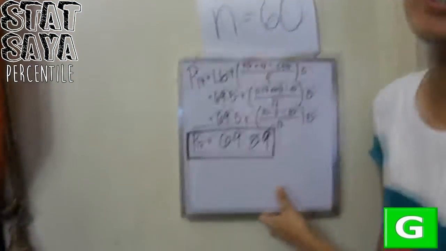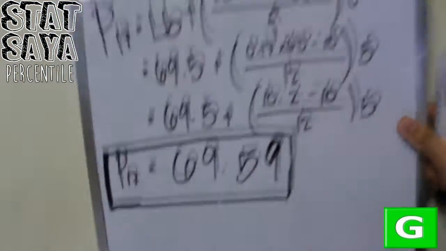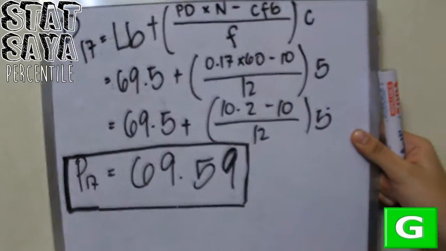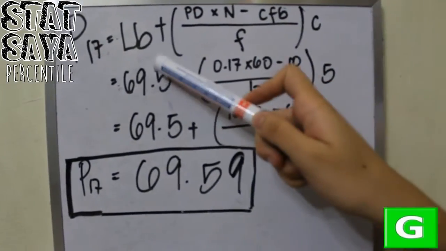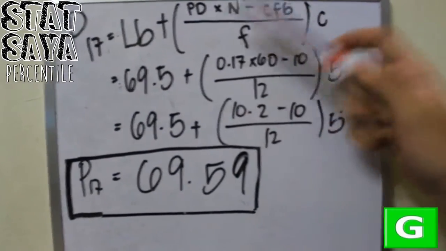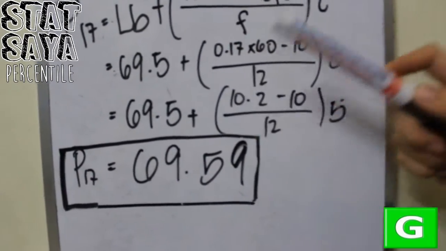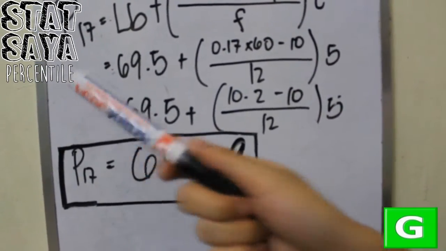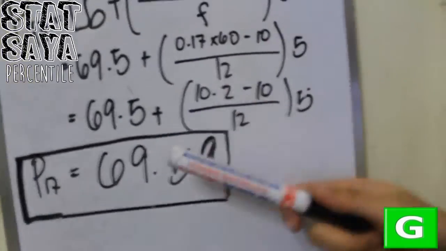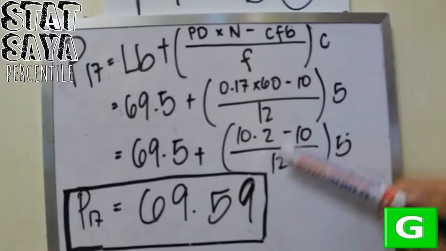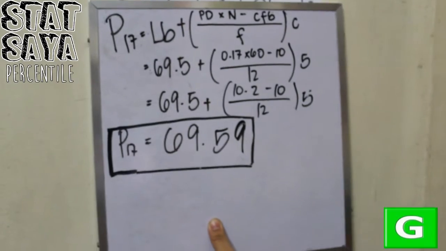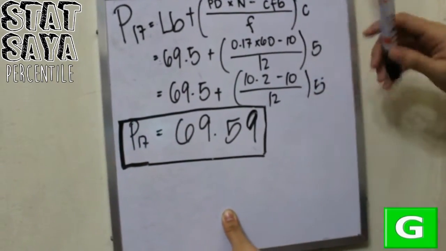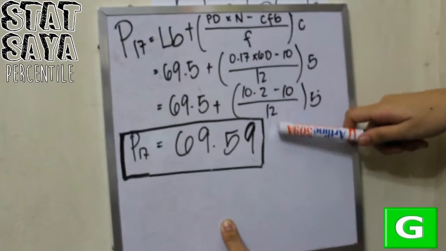Let us now compute for P sub 17. P sub 17 is equals to LB plus quantity of PD times N minus CFB all over F times C. To get the LB, we must get PD times N first. PD is equals to 0.17 because the desired percentile is 17 and we must divide it by 100, which is 0.17, times N, which is 60. So 0.17 times 60 is equals to 10.2. Let us look at the chart and identify which less than cumulative frequency is greater than and nearest to 10.2, which is 22.